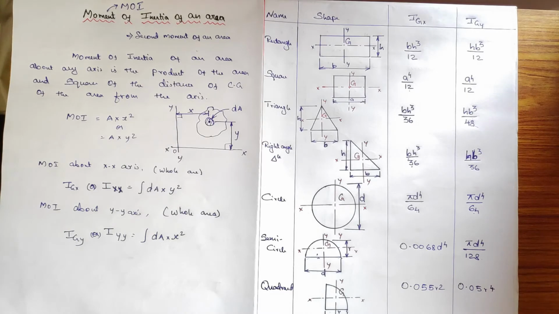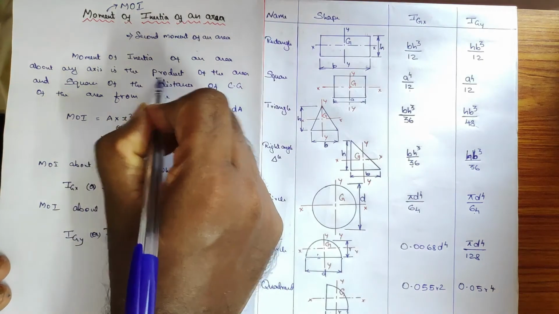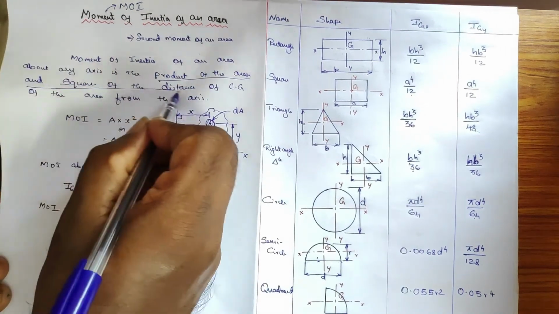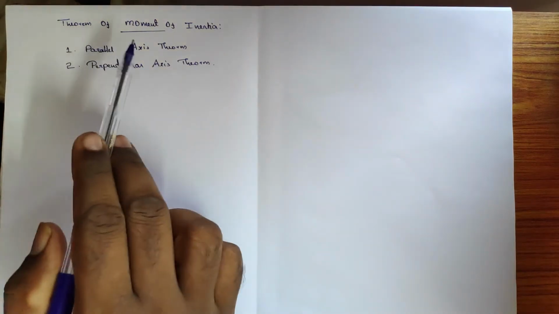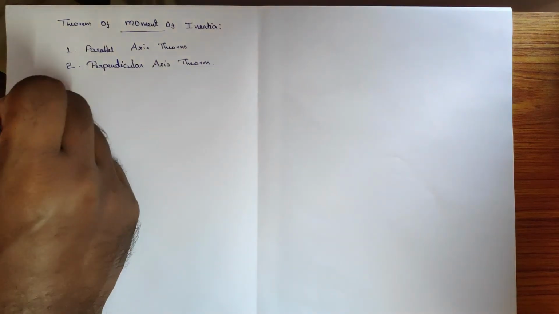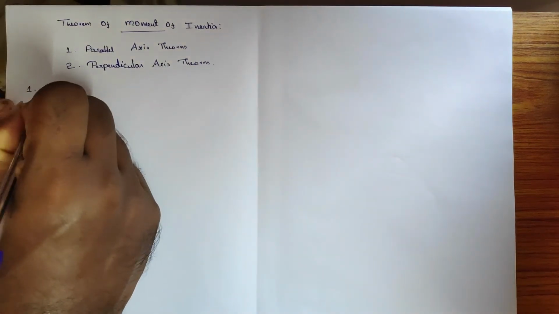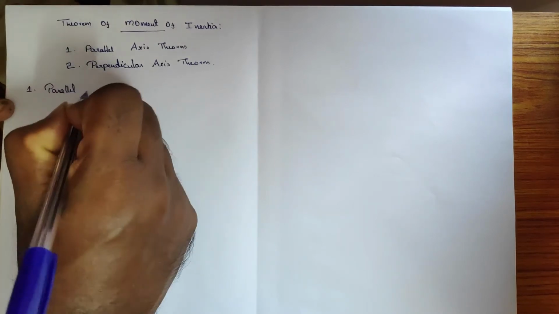Keep it in your mind, moment of inertia of an area or second moment of an area, in the sense it is nothing but the product of an area and square of distance. Okay, square of distance. Next is the theorems of moment of inertia. Here we have two theorems, parallel axis theorem and perpendicular axis theorem. First let us know about the parallel axis theorem.